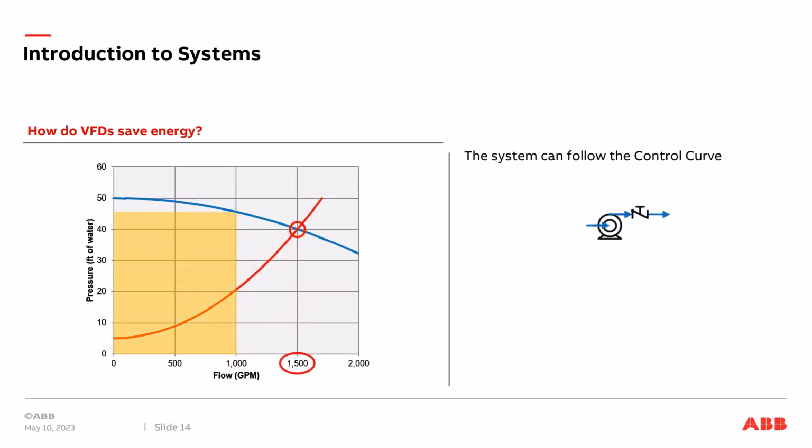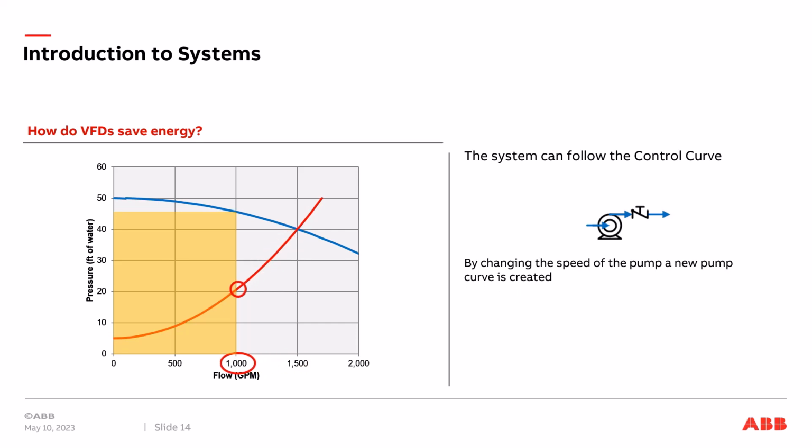Now, when we add a VFD to the system, we have the ability to change the speed of the pump. We don't need extra valves to restrict the flow. So at this point here, let's take a look. By changing the speed of the pump, a new pump curve is created. The pump curve is in blue.